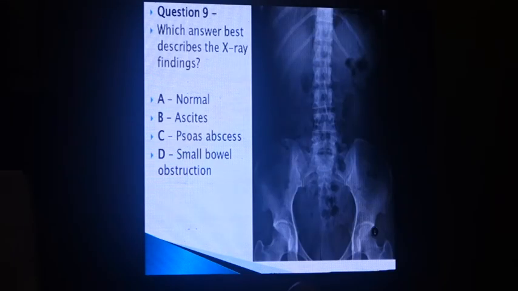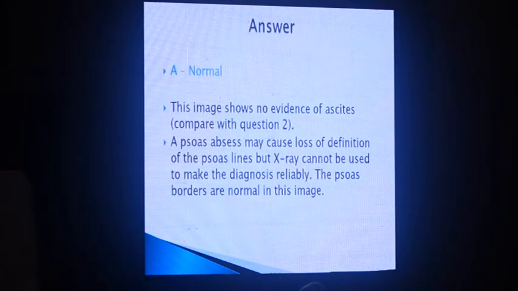Next question. Which answer best describes the X-ray findings? Normal, ascites, psoas abscess, small bowel obstruction. Very good skiagram. For psoas abscess, the margin should be obliterated. Yes, it's a normal X-ray. Psoas abscess may cause loss of definition of the psoas line, but the X-ray cannot be used to make the diagnosis reliably. The psoas outlines are normal in this image.